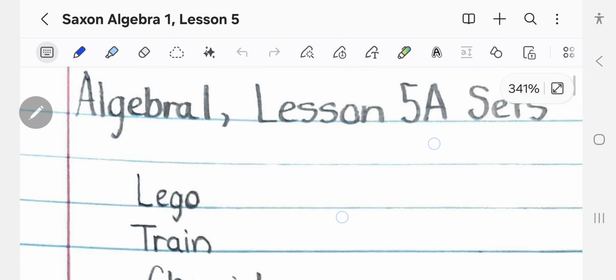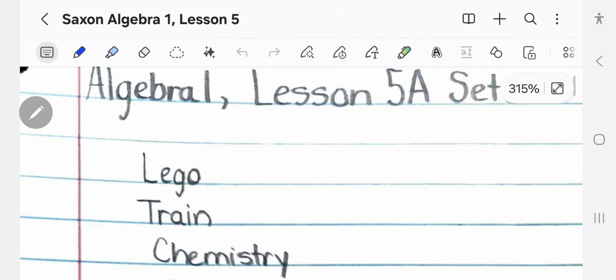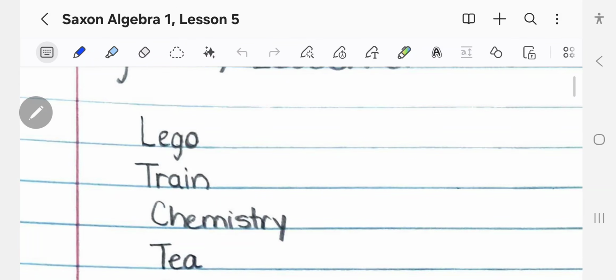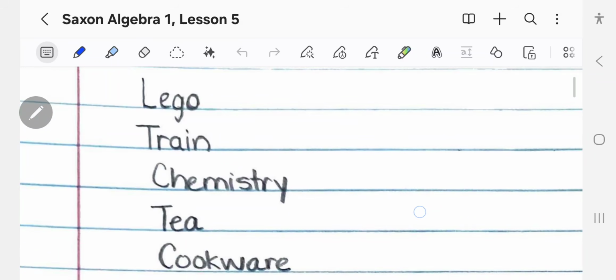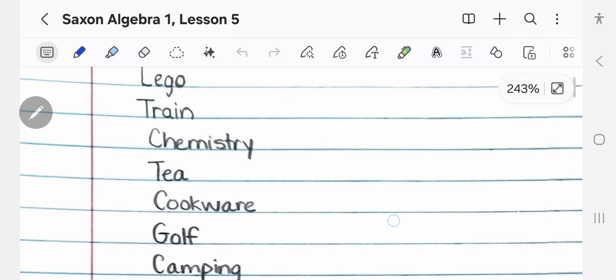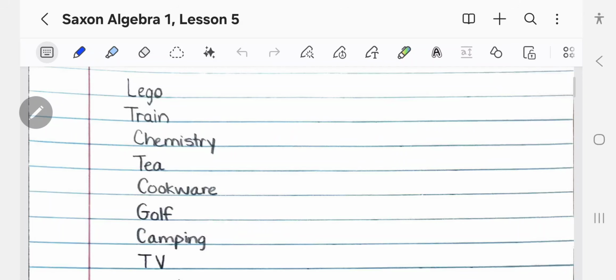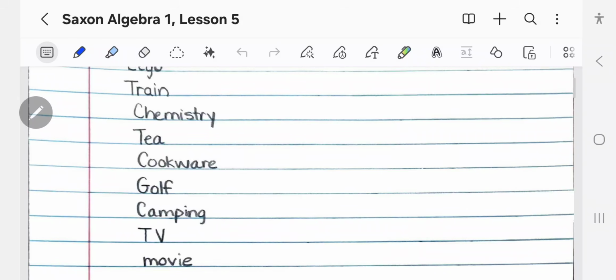Or maybe there's a train set or a chemistry set. Everything you need to be able to make something or see a reaction. A tea set, everything you need for the tea party. A cookware set, maybe it's a golf set or a camping set. Maybe it's a TV set. We've heard that. A lot of people just say TV, but I know I used to hear people say the TV set a lot. Everything that's there that you need to see the picture and hear the audio. And then we've heard of movie sets. So a set is usually a collection of things.